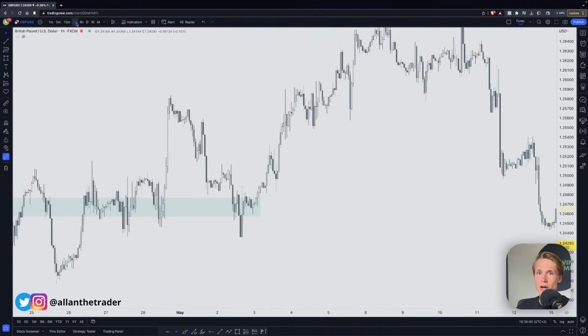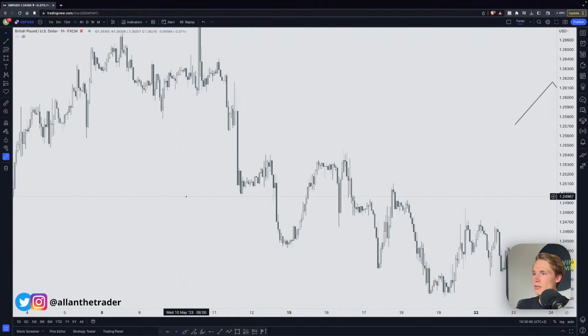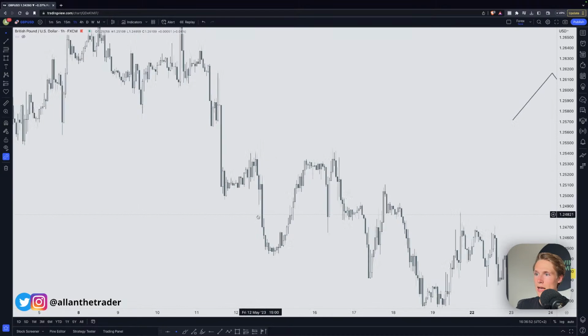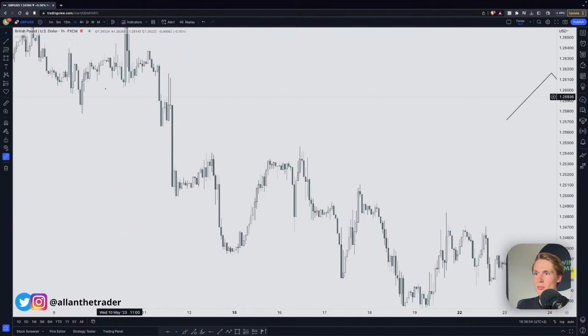And this is on the 1 hour, by the way. So this is kind of like in between day trading and swing trading. So before I explain how I draw in the zones, another example here.